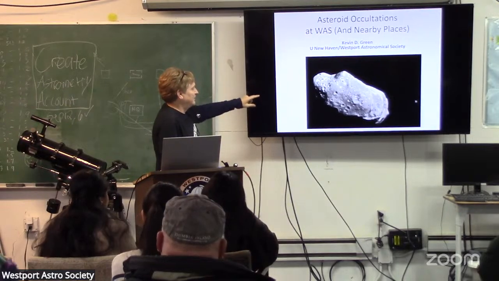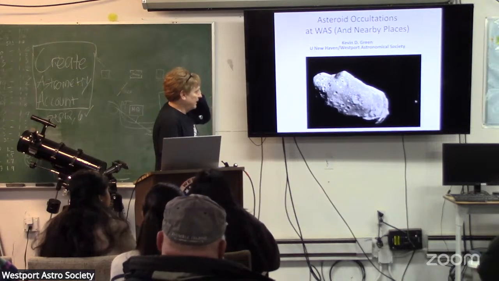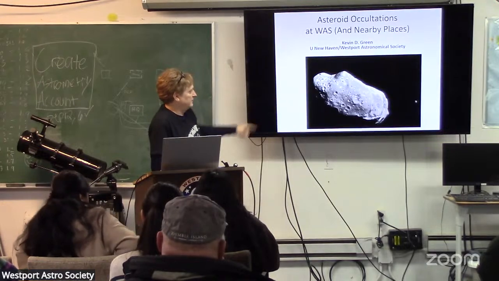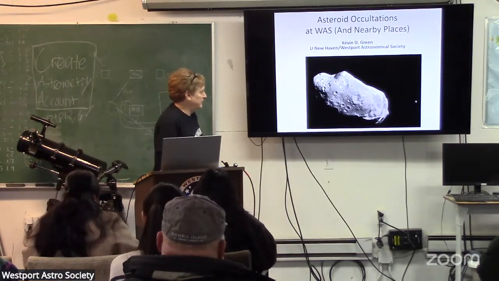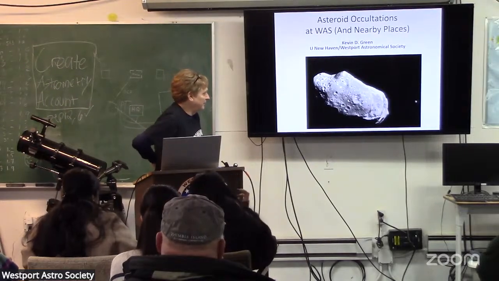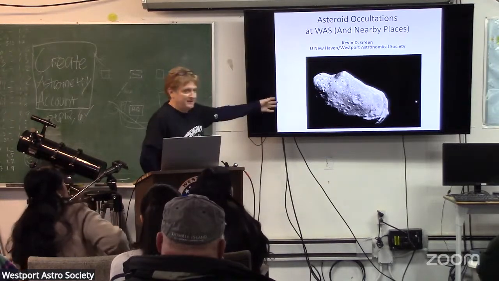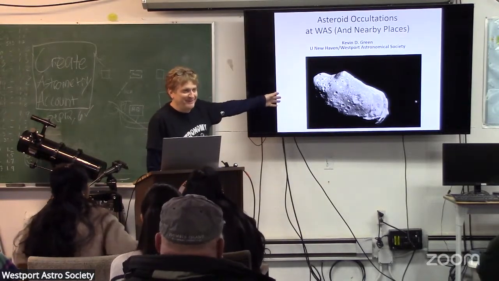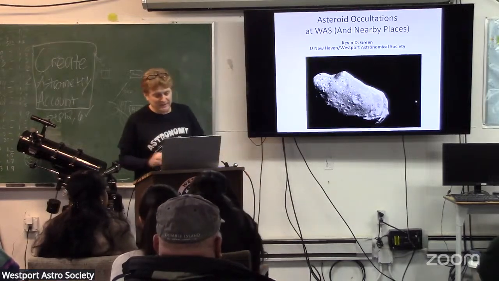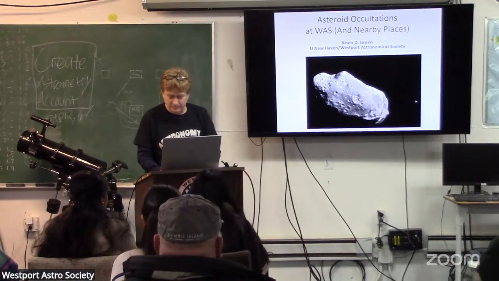So this is just a picture of asteroid Ida, and there's a little tiny moon there on the right. This was seen by a spacecraft a few years ago now. The best way to understand asteroids is to actually go to the asteroid and take pictures of it. But in lieu of that, what's the other best way? And the answer is occultations.